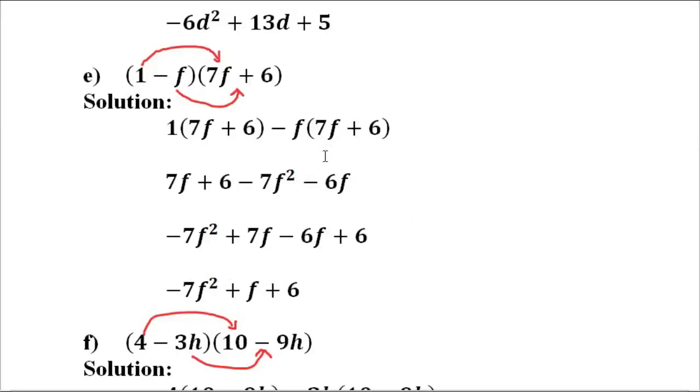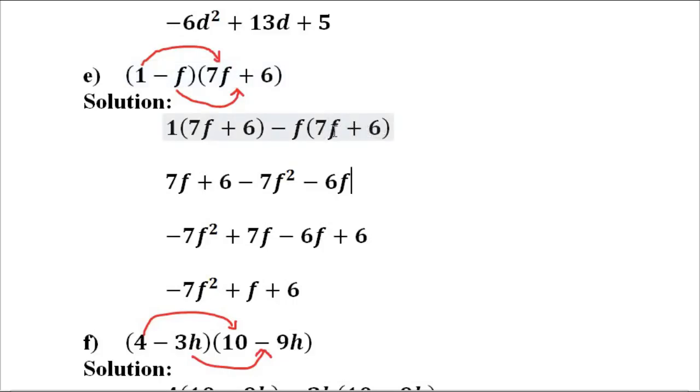Moving on to number 5, we have in parentheses positive 1 negative f, and then in parentheses positive 7f positive 6. To remove the first pair of parentheses, I'll multiply the positive 1 to the algebraic expression positive 7f positive 6 and negative f to the expression positive 7f positive 6. That gives us positive 1 times positive 7f positive 6 and negative f times positive 7f positive 6.